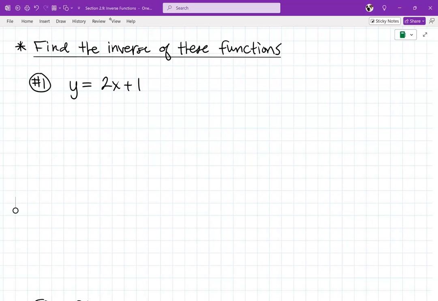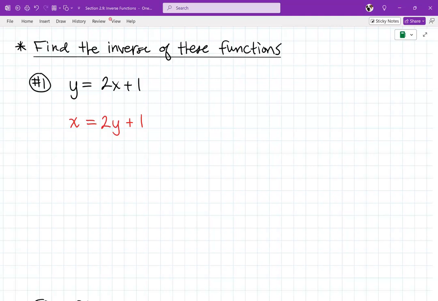Step 2, change x to y and y to x, right? Rewrite them. So what I'm going to literally do is instead of a y in the beginning, I'm going to put an x. And then 2, and then I see an x there, I'm going to change it to y plus 1. That's step 2 right there. Very easy. Just literally rewrite them. Okay, you can erase and rewrite if you want. So instead of y equals 2x plus 1, I have x equals 2y plus 1.